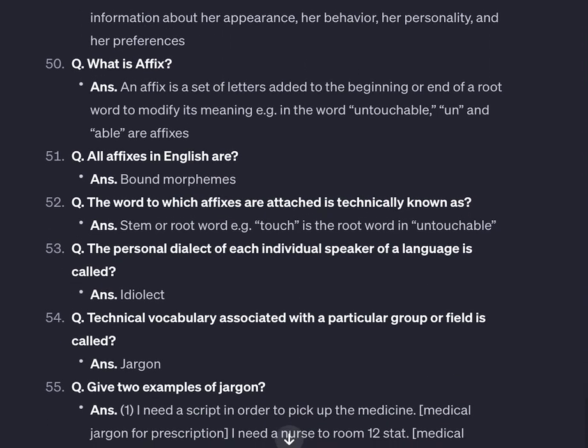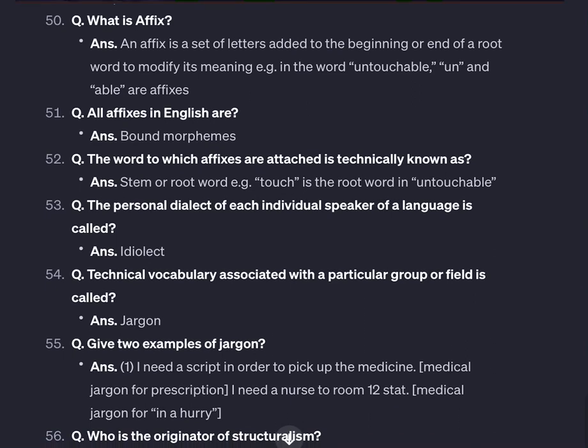50. Q. What is affix? ANS. An affix is a set of letters added to the beginning or end of a root word to modify its meaning, e.g., in the word "untouchable," "un" and "able" are affixes. 51. Q. All affixes in English are ANS. Bound morphemes. 52. Q. The word to which affixes are attached is technically known as ANS. Stem or root word, e.g., "touch" is the root word in "untouchable."